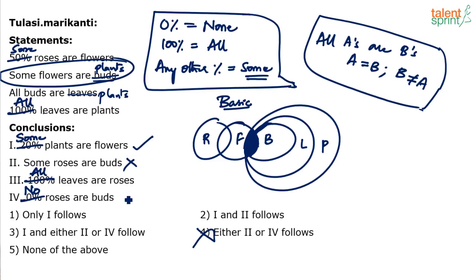Now, all leaves are roses. By the way, because the second conclusion is wrong, you can eliminate option 2 here. Option 2 can be eliminated, because option 2 says second follows, whereas we know that second does not follow.